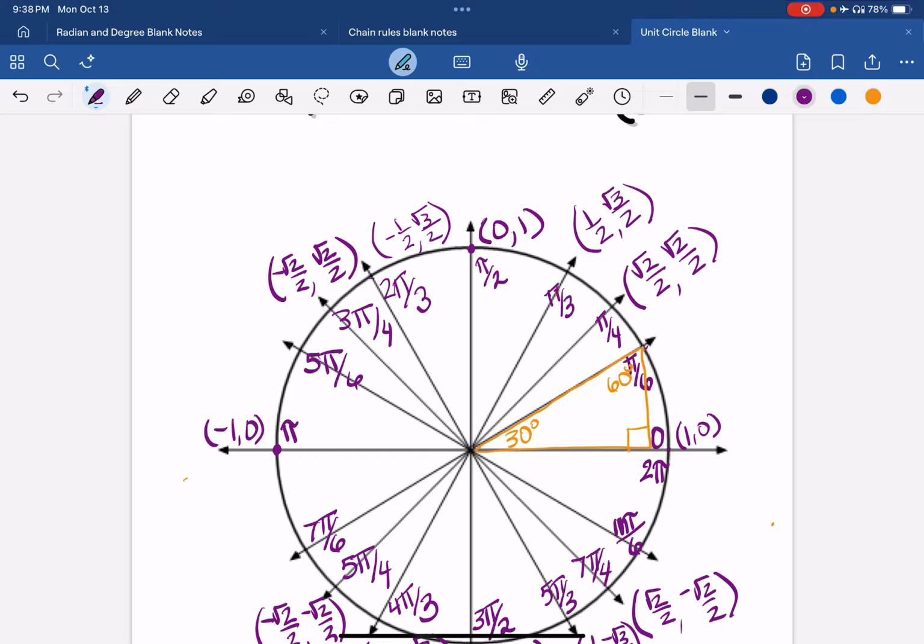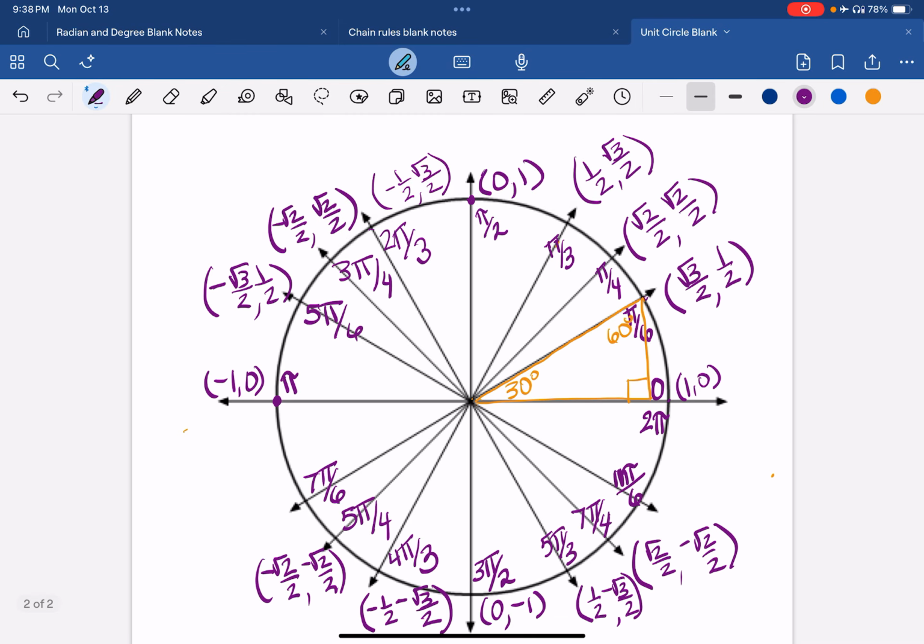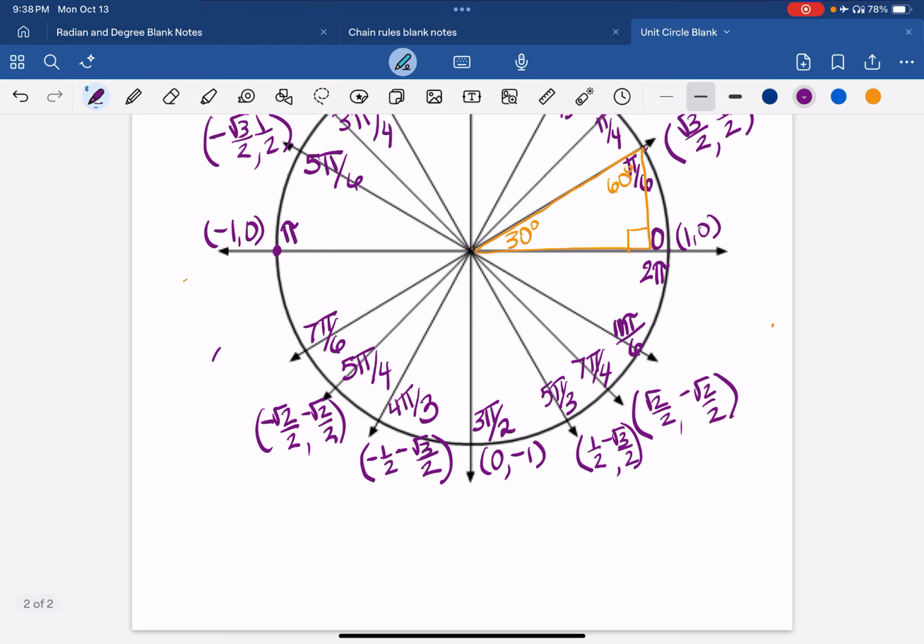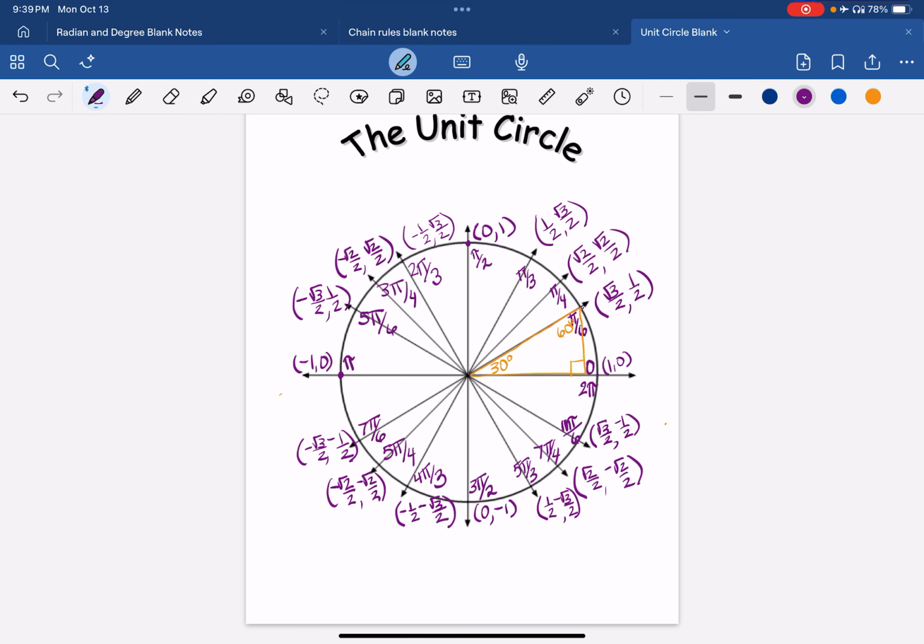So we're going to come over here, and at pi over 6, it's going to be square root of 3 over 2 and 1/2. Then we come over to 5 pi over 6, we get negative square root of 3 over 2 and 1/2. And then down in the third quadrant, we have negative square root of 3 over 2 and negative 1/2. And then over here at 11 pi over 6, we're going to have positive square root of 3 over 2 and a negative 1/2. And there you have it, y'all. We just derived the unit circle.